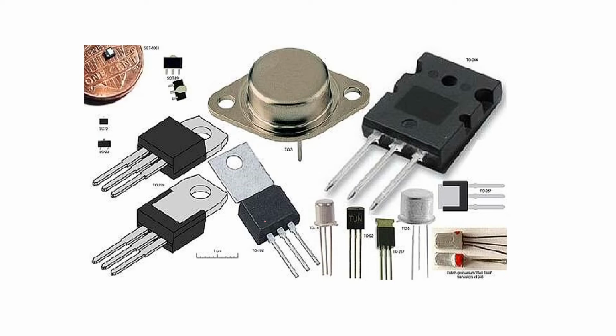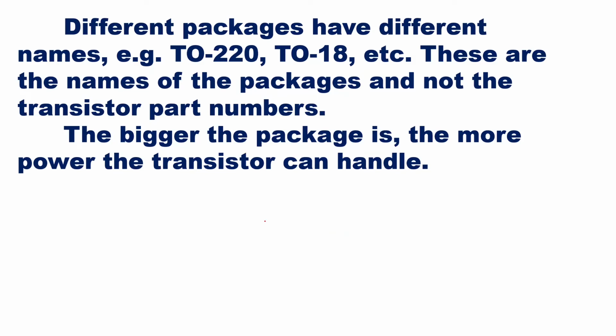It will be given in the data sheet of that transistor, and with that you can understand which is emitter and which is base and which is a collector terminal. So different packages have different names. Example TO220, TO18, etc. These are the names of the packages and not the transistor part numbers.